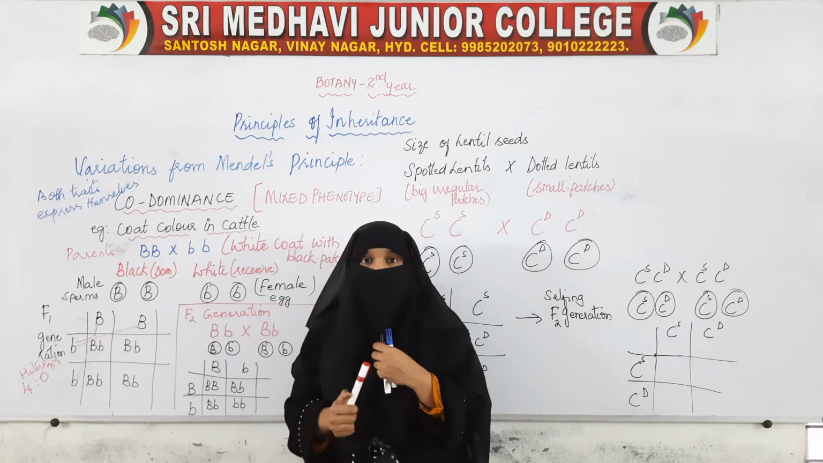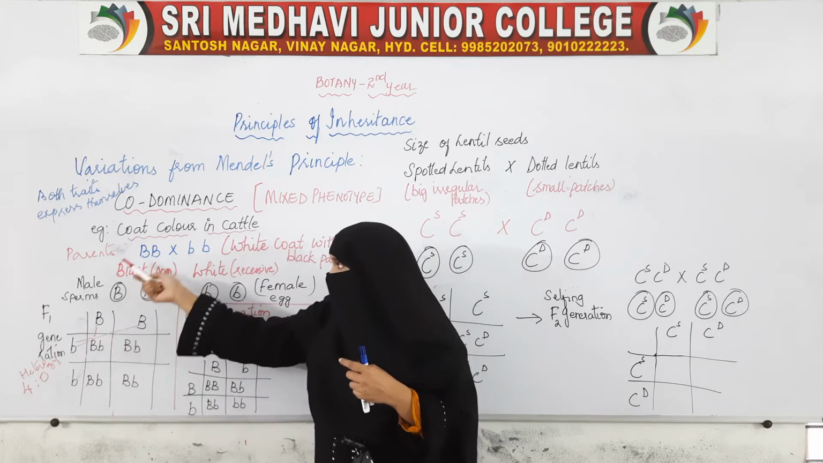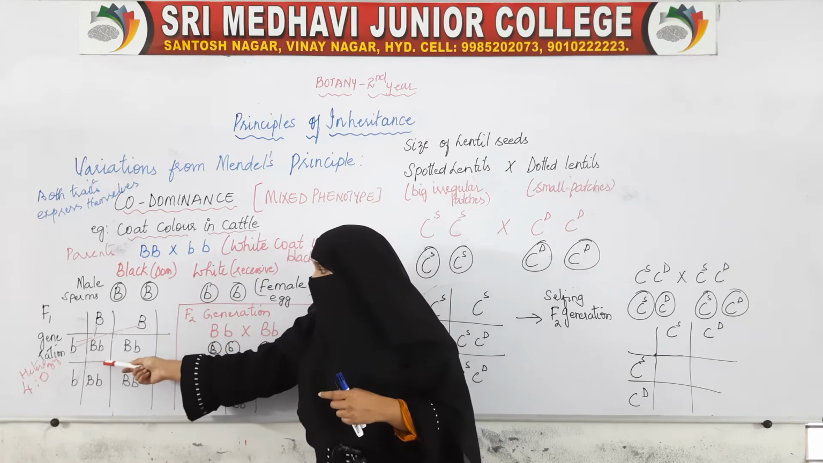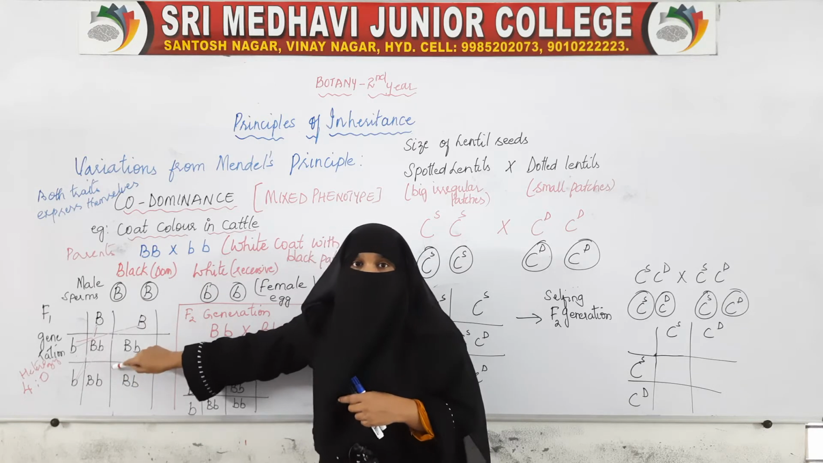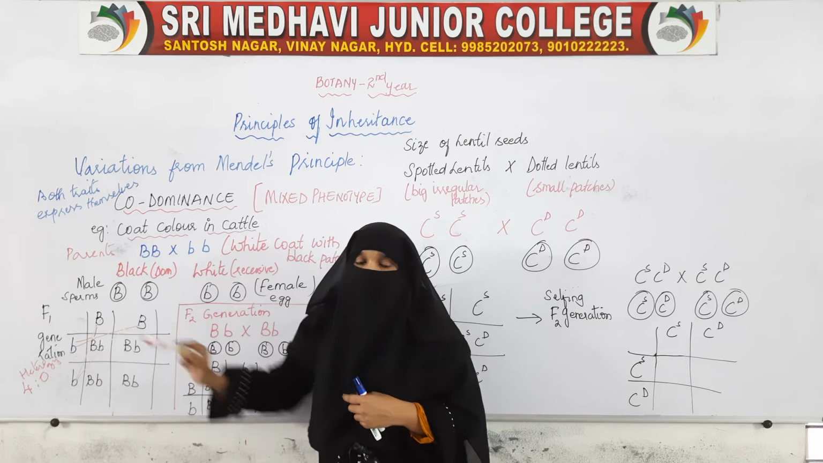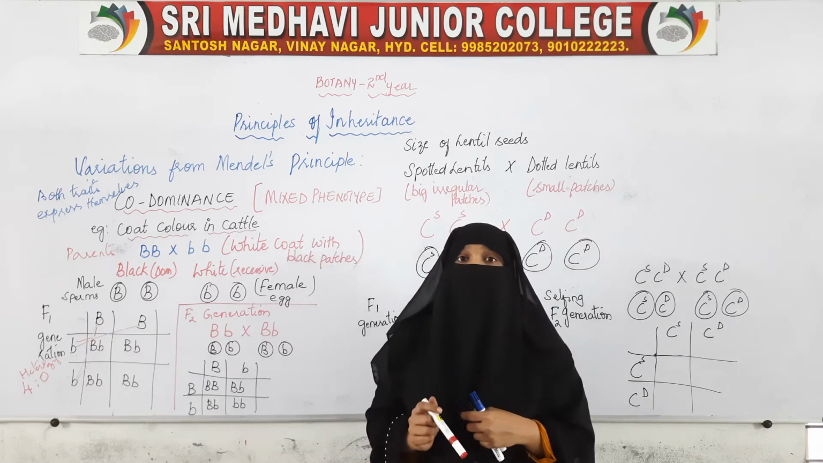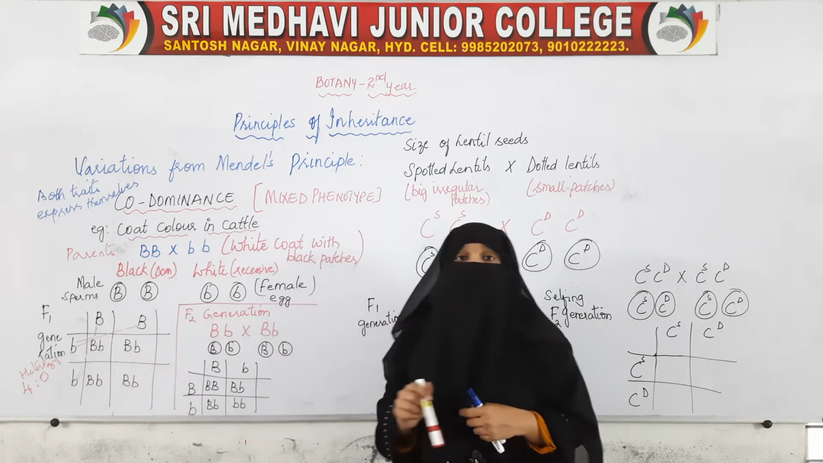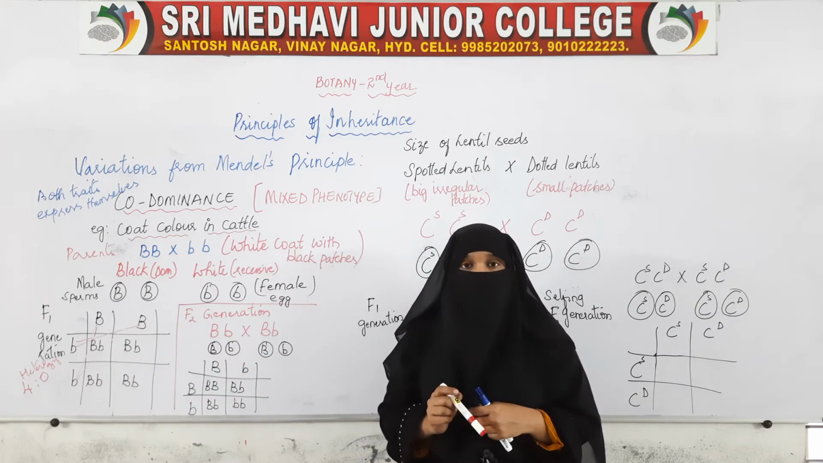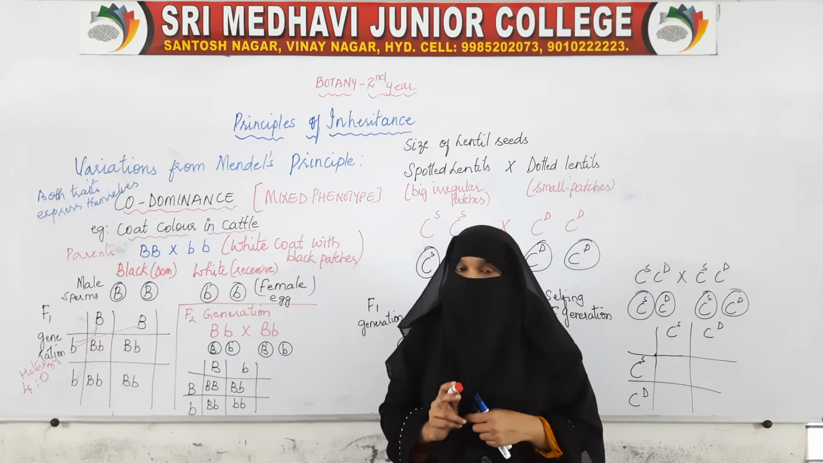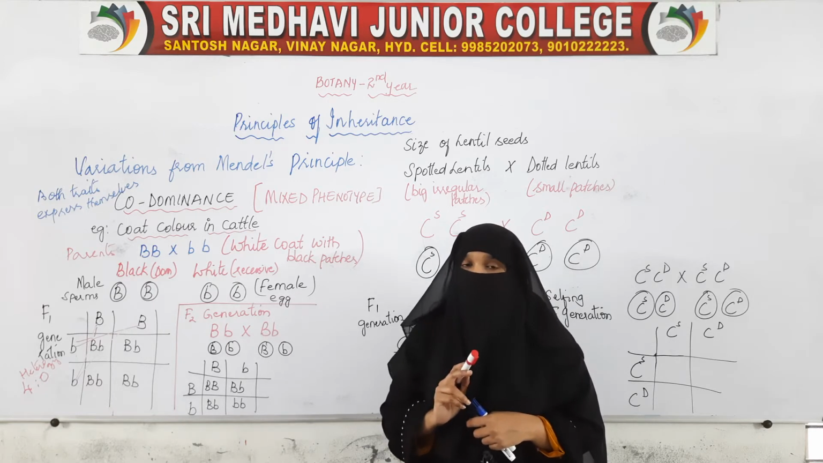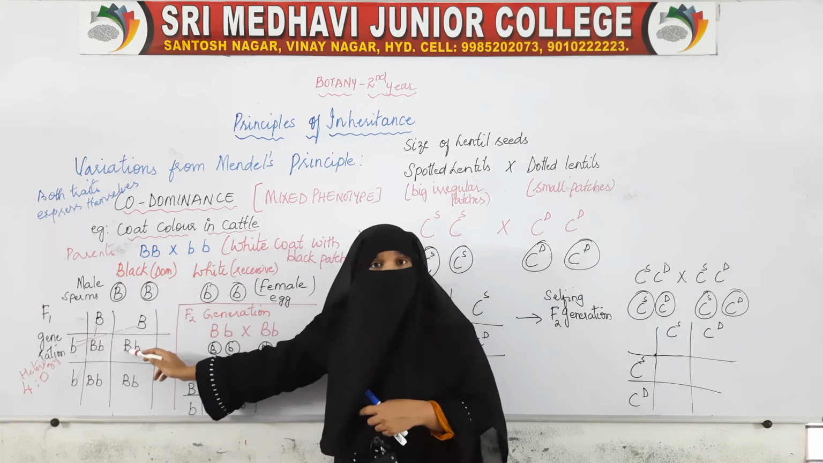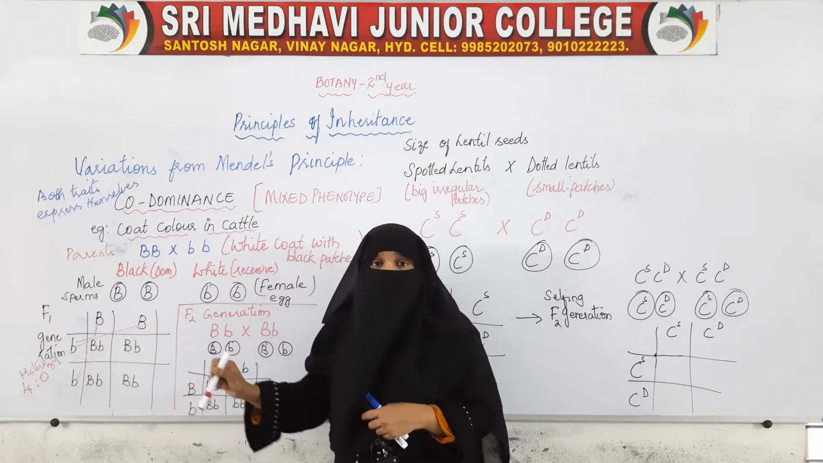So this is the parent, these are the gametes, and when these gametes are crossed, what we get is the F1 generation. According to Mendel, all four offspring should be of black color because dominant traits will be expressed. Which is the dominant one? Black color. Which should have been expressed in F1?